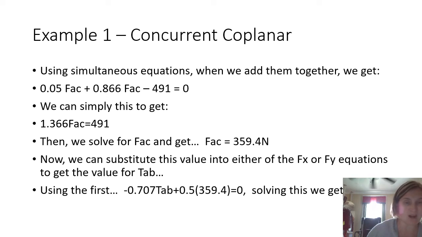What I did was instead of writing the FAC, I took this 359 and I put it in place there, okay? And then I can just basically simplify this and solve, and we get 254.2 newtons for TAB.